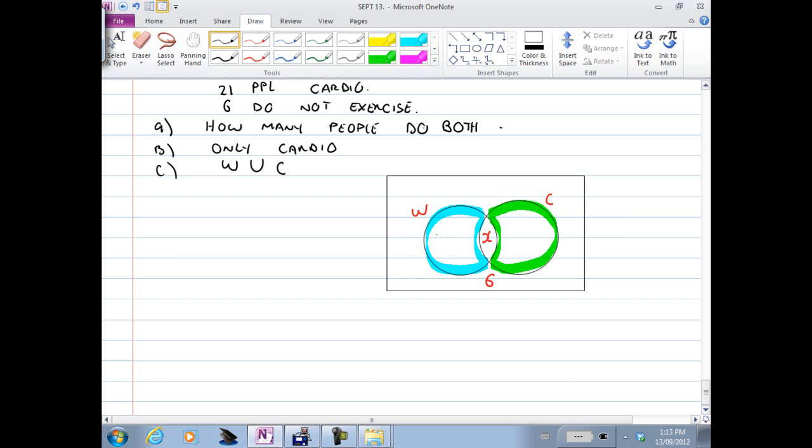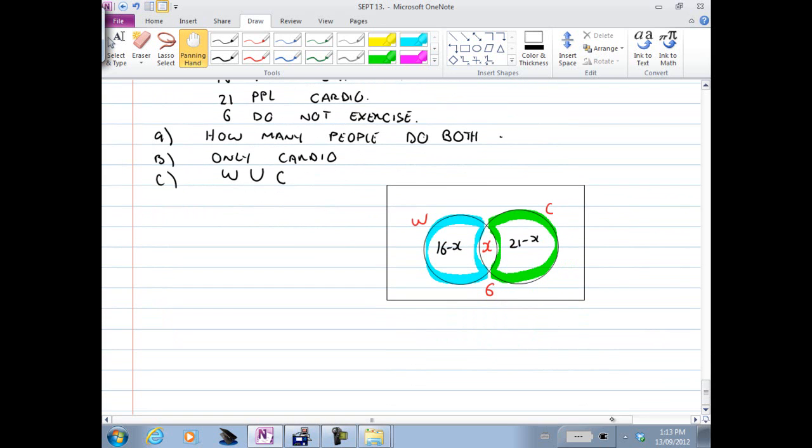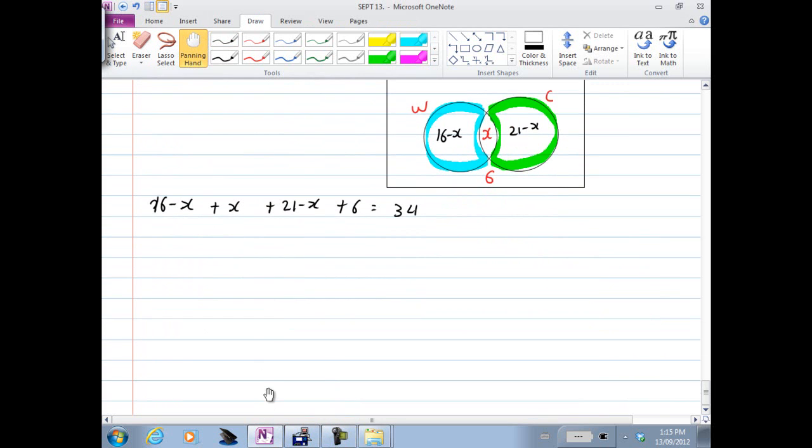16 minus X is correct. 21 minus X is correct. Every one of these numbers, whatever they are, must add up to 34. Guys, let's take a minute and figure out X right now. So I go 16 minus X plus X plus 21 minus X plus 6. Everything has to add up to 34. Now, if you're lost, look up here, please.